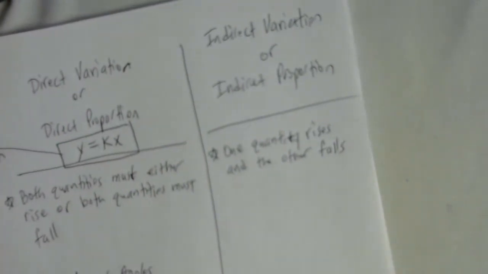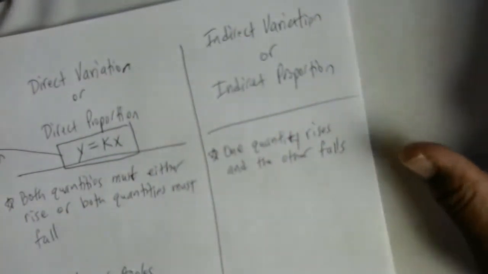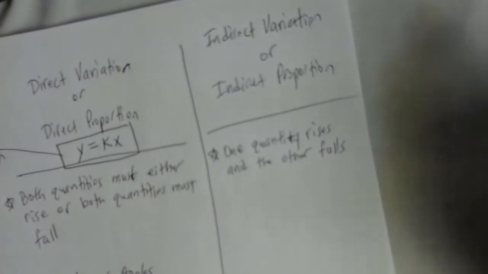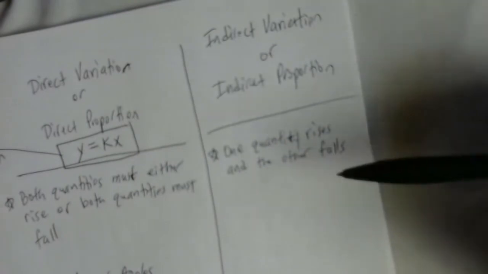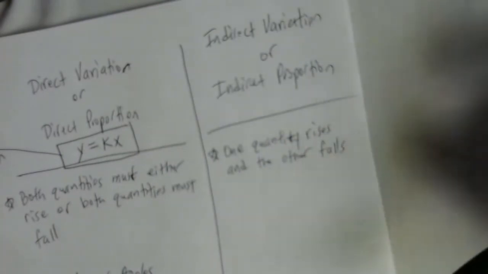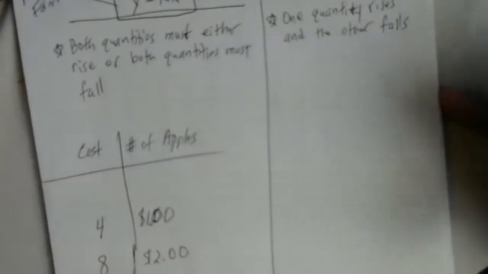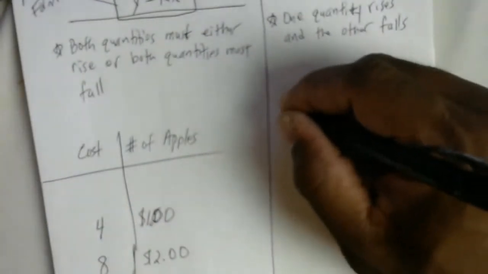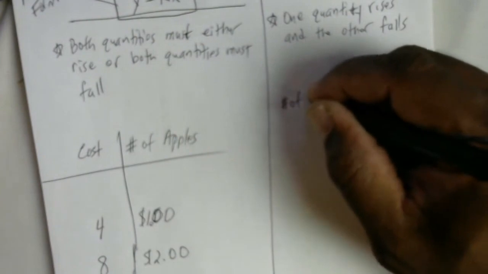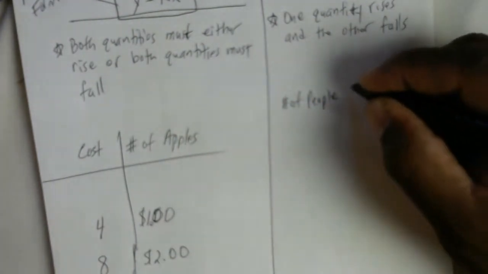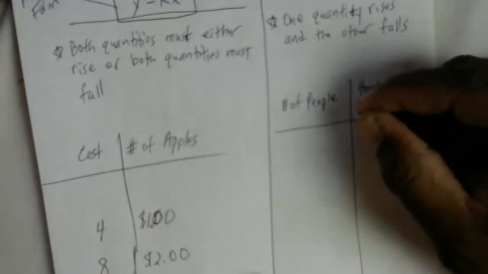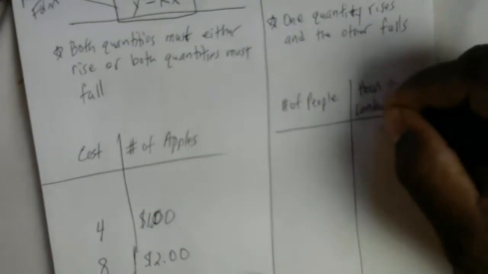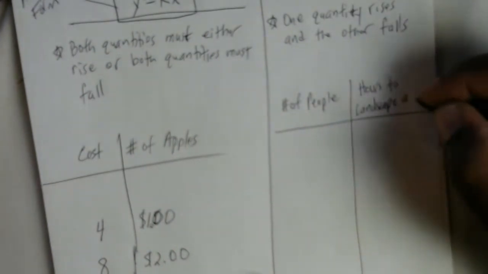So notice now this is different than a direct proportion. In a direct proportion, both of your quantities are doing exactly the same thing. They're either rising or falling. For an indirect variation or indirect proportion, one quantity is going up, the other quantity is going down. So here is an example. We're going to put number of people, and hours to landscape a property.